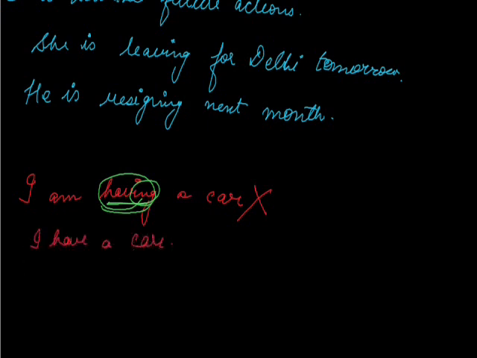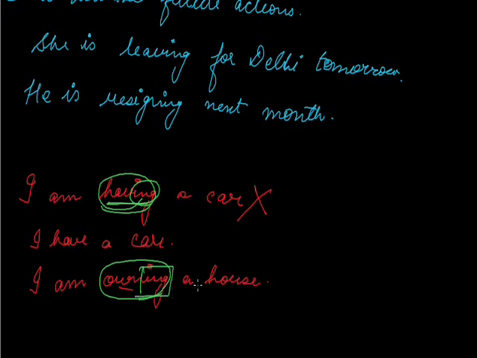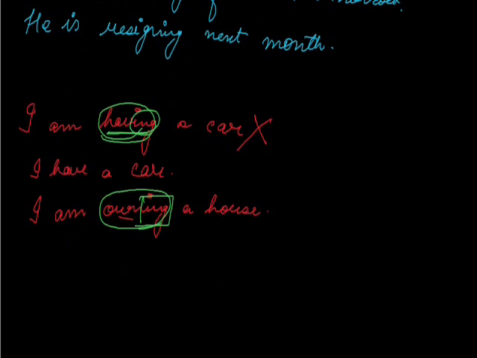Another example, if I take I am owning a house. So here owning is an incorrect sentence because you will not use ing with this. Now if you are possessing something, if you are the owner of something, you cannot say owning or having. It is a wrong sentence. What will you say here? I own a house. Okay.